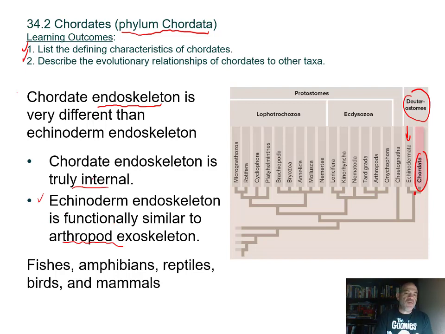So this group Chordata includes things we are familiar with, like fish, amphibians, reptiles, birds, and mammals. But all of these are actually a subgroup of chordates. These are all vertebrates. It turns out there's other chordates that are not in this list, but we'll see them here in a little bit.